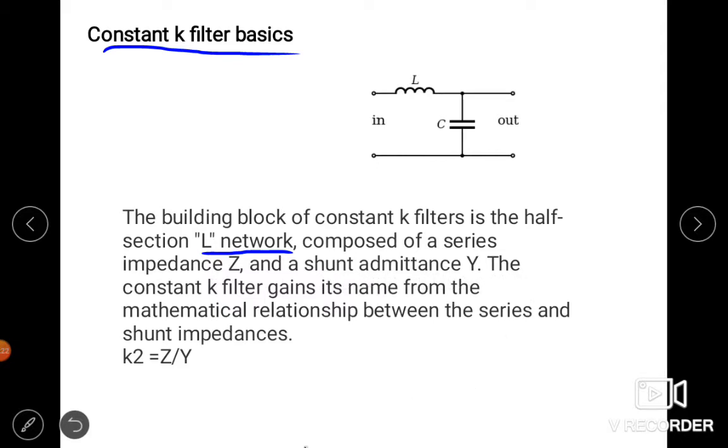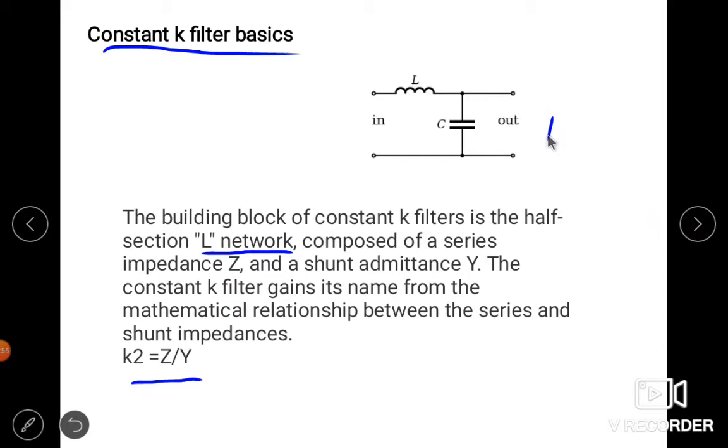The constant K filter gets its name from the mathematical relationship between the series and the shunt impedance, given by this formula. So I have come to this section. Some of the impedance terms and section terms used in this article can be explained by this picture only.